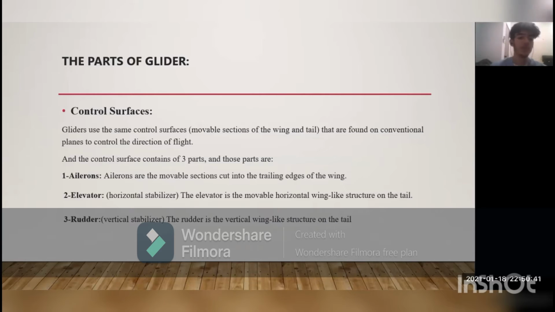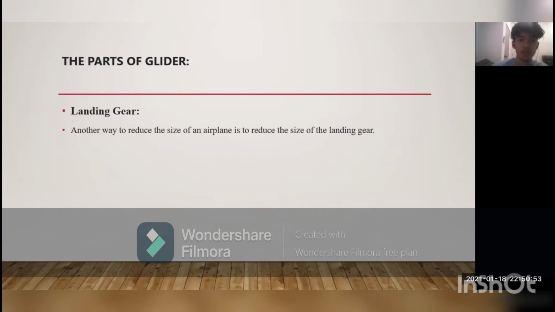And the last part of the control surface is the rudder, the vertical stabilizer. The rudder is the vertical wing-like structure on the tail. And the last part of the glider is the landing gear. Another way to reduce the drag of an airplane is to reduce the landing gear. The landing gear on a glider typically consists of a single wheel mounted just below.